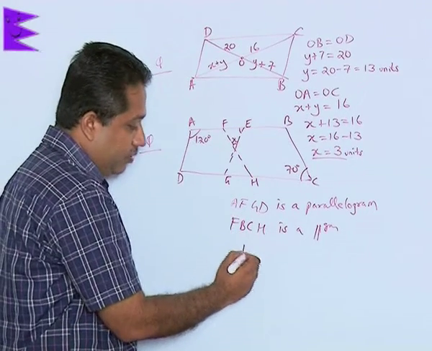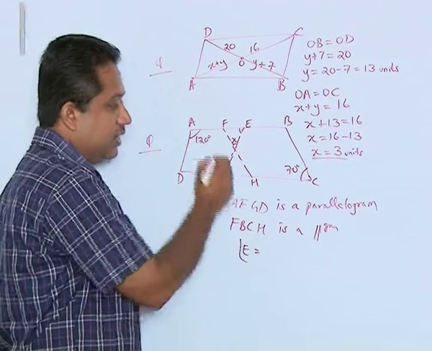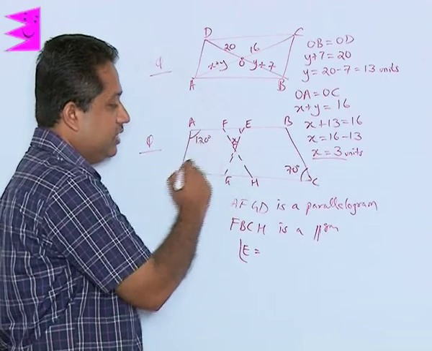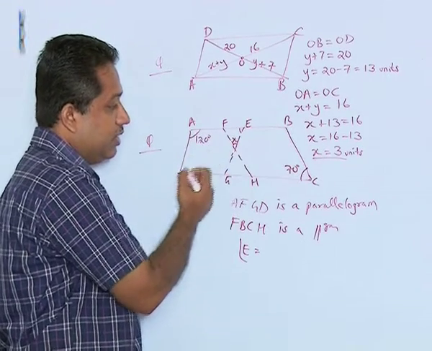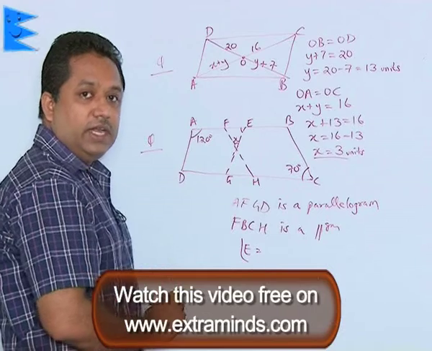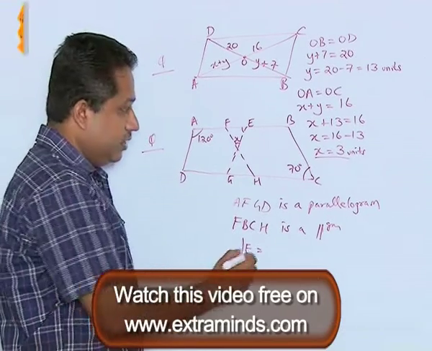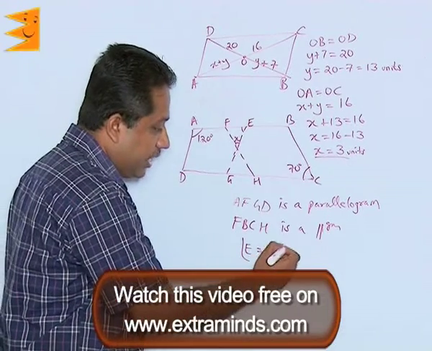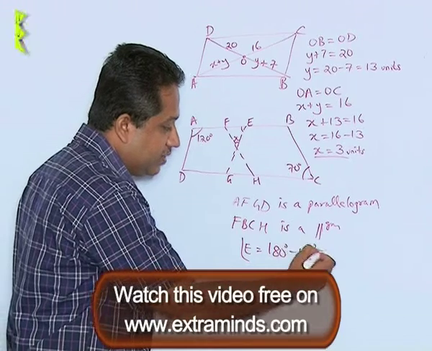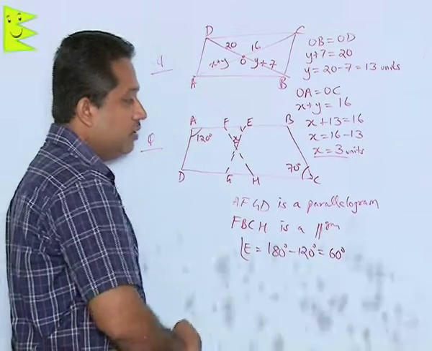Angle E can be found out by using the property that since it is a parallelogram, these lines will be parallel. So, the sum of the co-interior angles will be 180. So, E will be 180 minus 120, that will give us 60 degrees.